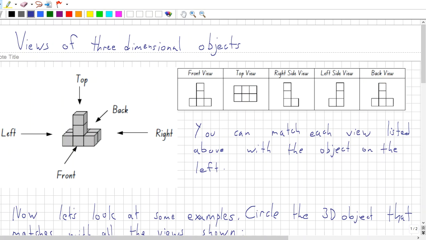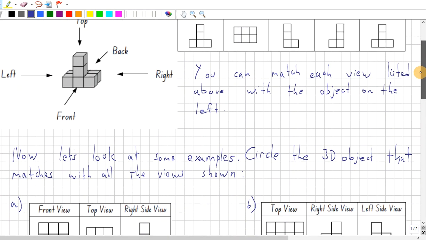And from the back, we have exactly the same as the front view because, again, we're imagining we're not seeing any depth. So looking at it from the back, you would see those three on the bottom and then two sticking up. So you can match each view listed above with the object on the left, which is what we just did. Hopefully that makes sense. Maybe you can go back and double check to make sure all those views make sense based on the object. Now let's look at some examples.